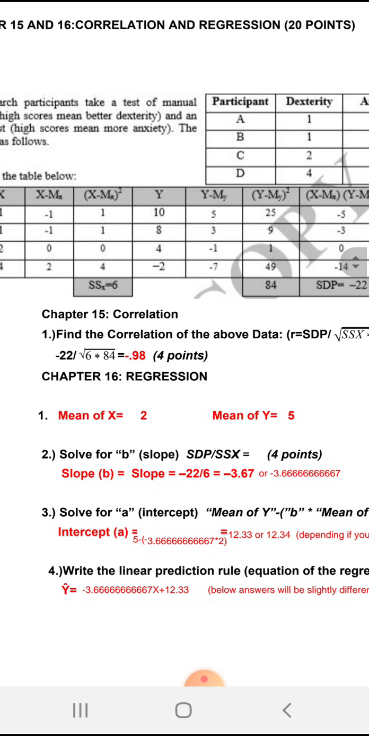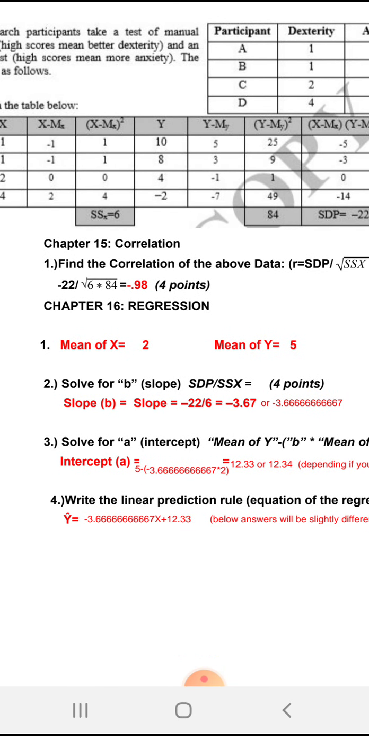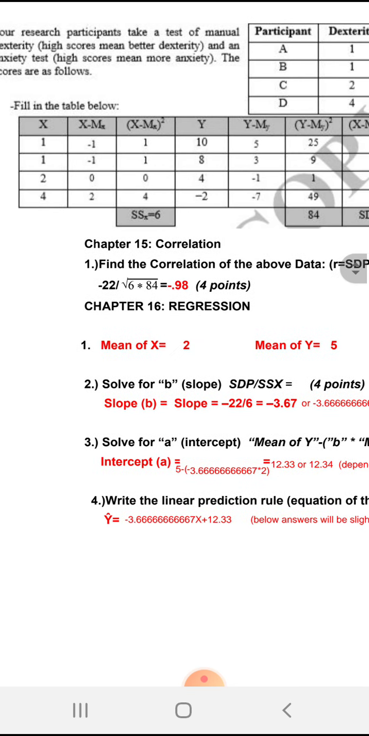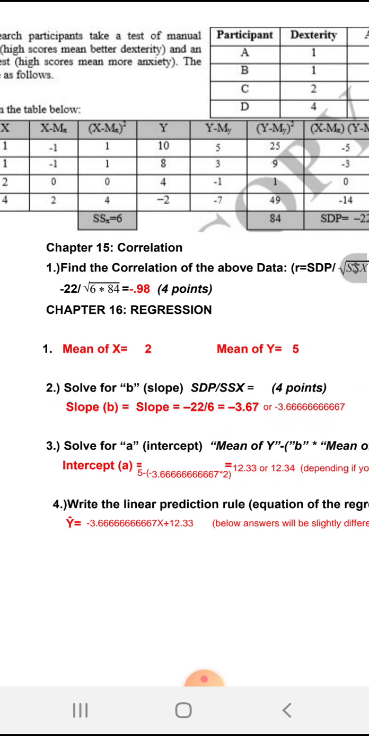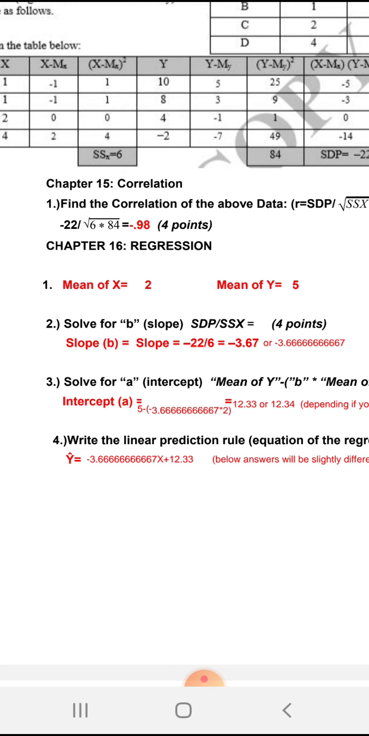Then we move along to chapter 16. You're going to need the means. You would have computed the means to complete the table above. So the mean of x is 2, the mean of y is 5. Now we're going to solve for the slope, or b.